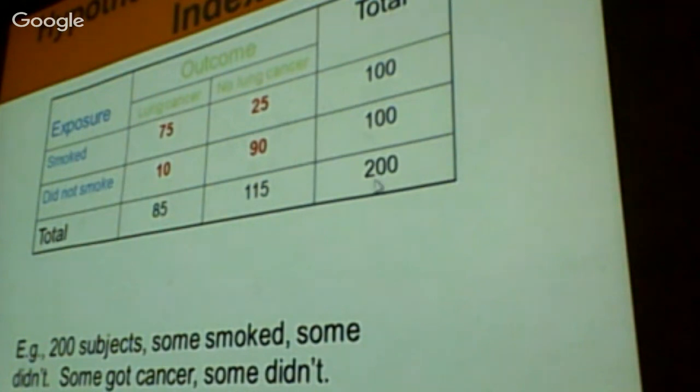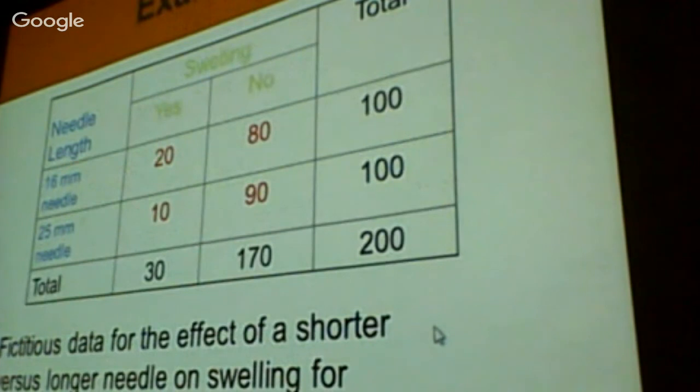So we have a total of 200. Some got cancer and some didn't. Put that example aside for a second and move on to another example, which is probably a little less intuitive. I took this example directly from the textbook, so that's why I switched over. This is fictitious data for the effect of a shorter versus longer needle on swelling for pediatric immunizations. So in this case, we care about whether to switch over to a shorter needle when giving kids injections to produce less swelling. So here's my data.